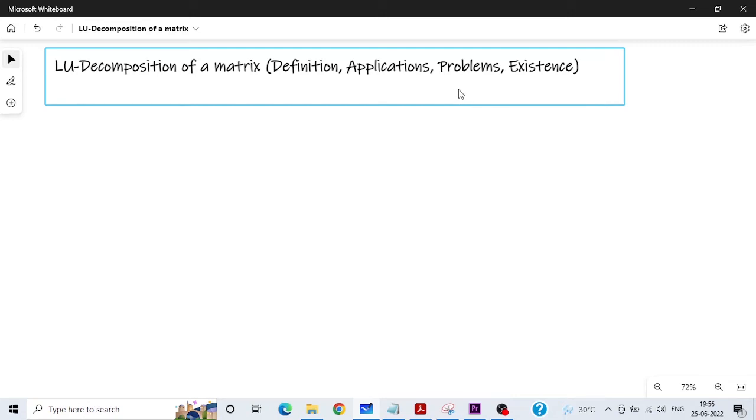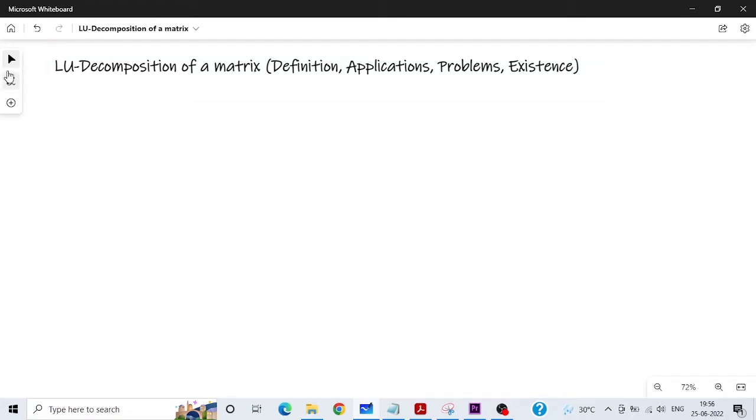Hi friends, in this video lecture we are going to study LU decomposition of a matrix, in which we are going to see the definition of the LU decomposition, some applications, some problems and the existence of an LU decomposition of a given matrix. So now let's first see what is an LU decomposition of a matrix.